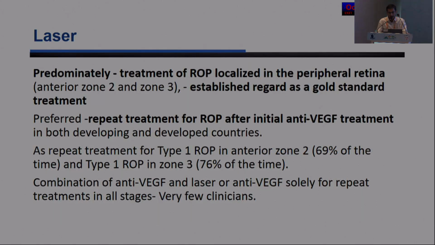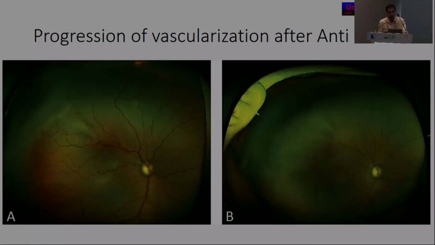Laser, as I told, is used for disease which is in anterior zone 2 or zone 3, and it is used for babies who come with recurrence after the first dose of anti-VEGF. This is ultra-wide field angiography, which has now taken its importance in the diagnosis of ROP and in follow-up. Here we can see that there is avascular retina in the zone, you can see a demarcation line, and once the anti-VEGF was given, the vascularization has progressed.